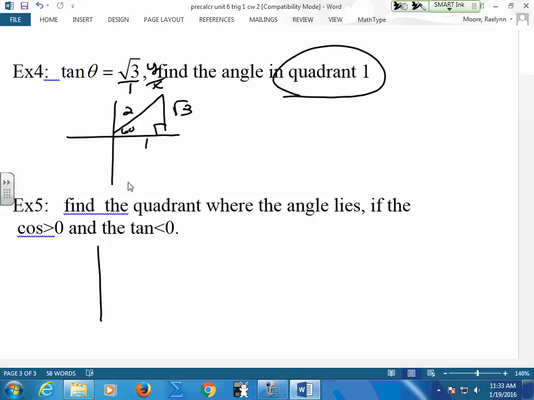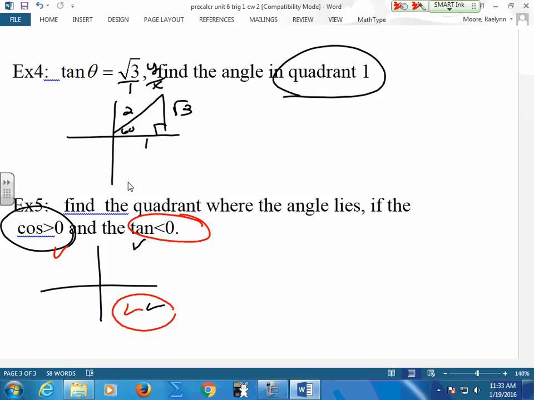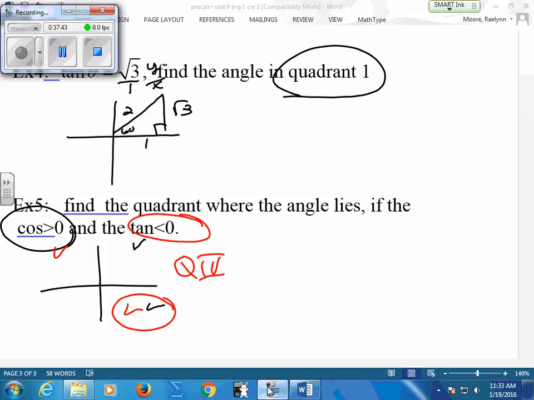This guy, break one step at a time. What quadrant is cosine positive? Where the x is positive? 1 and 4. What quadrant is tangent negative? 2 and 4. Which one do they overlap in? 4. So there's my answer. Quadrant 4. Okay?